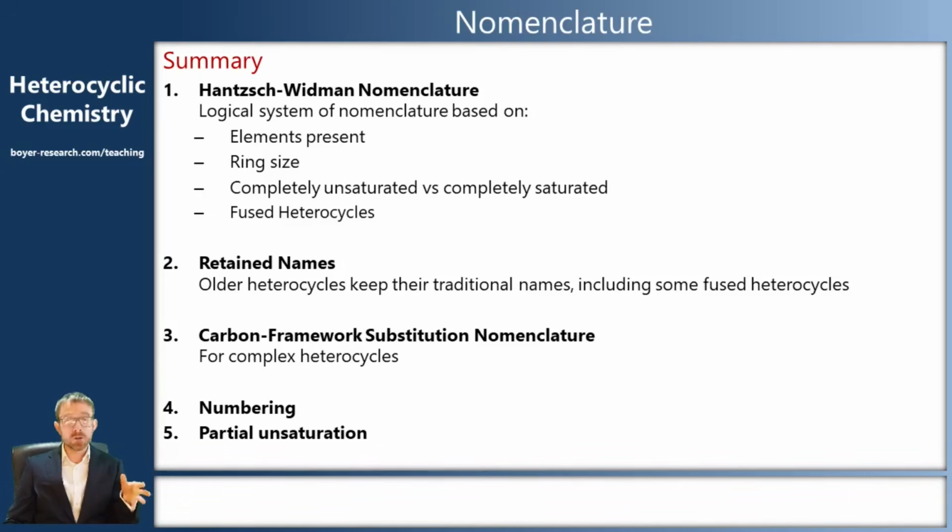But some of our older heterocycles, some of the more important ancient heterocycles, keep the original names, the ones that they had before Hantzsch-Widman nomenclature came along. Finally, when things get too complicated, we have to use our carbon framework substitution nomenclature. We've also seen how we can refer to the different positions on heterocycles by numbering, and what happens when we have a partially saturated heterocyclic system.